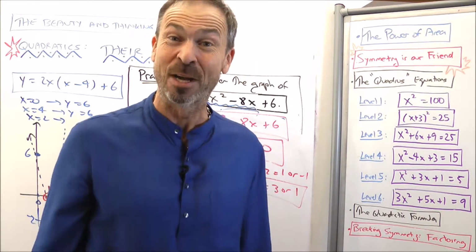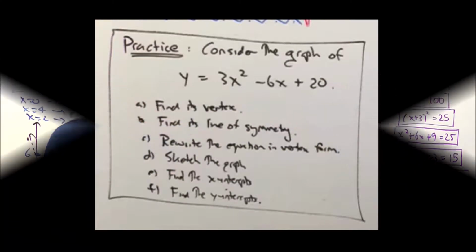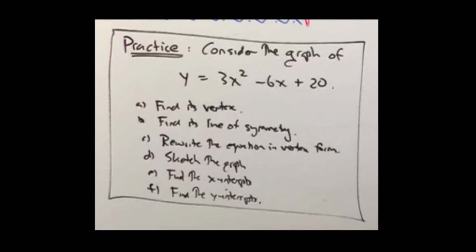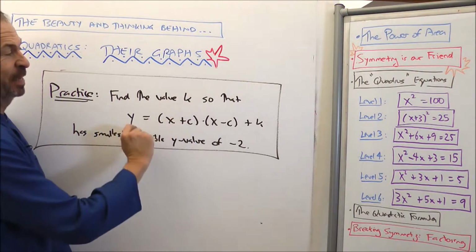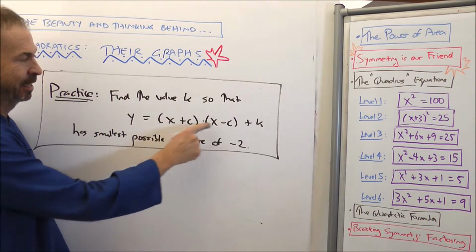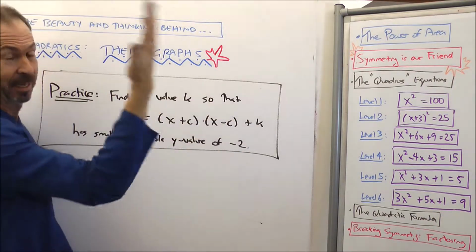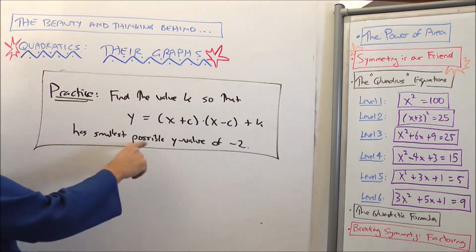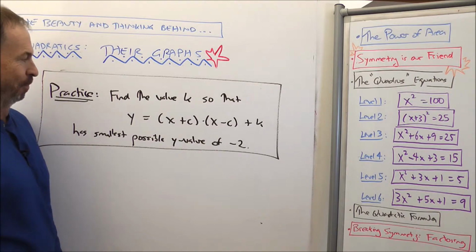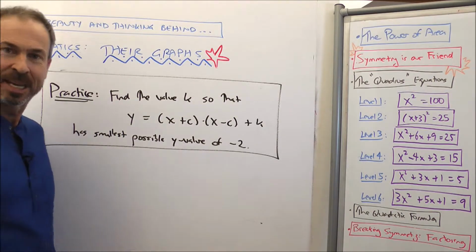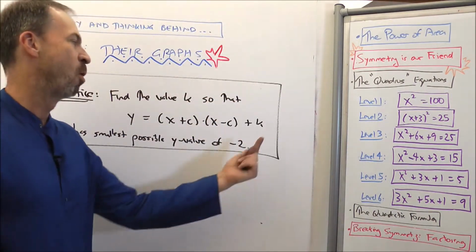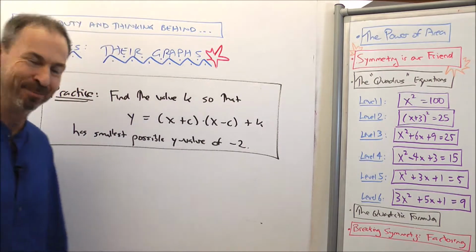So in fact, let me give you one to practice on right now. Actually, let's just keep doing practice problems. For example, let's try this one. Find the value k so that y equals (x plus c) times (x minus c) plus k, I guess c is just some other number, has the smallest possible y value of negative 2. That is, if I sketch the graph of all the possible y values that come out, I want the smallest y value I could see to be negative 2. What value of k should I choose to make that happen? Give it a try.